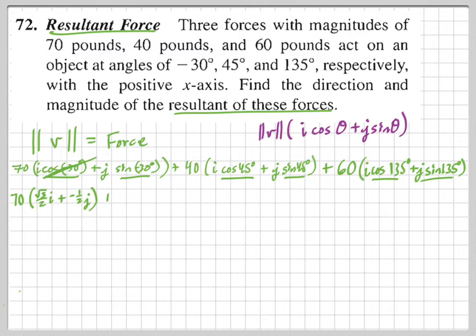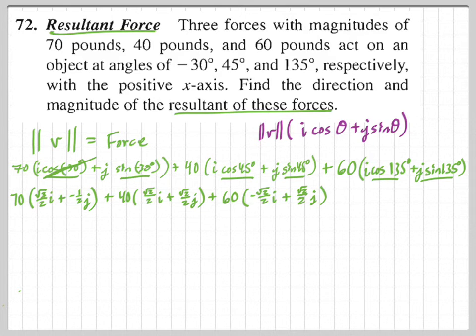All right, everything's simplifying nicely. Then we have 40. Cosine of 45 degrees is going to be rad 2 over 2 i, and same thing with sine, rad 2 over 2 j. And then we have a last one with 60 times 135 degrees. That is going to put us in the second quadrant, so the cosine is going to be negative. So this time we have a negative rad 2 over 2 i, and then a positive rad 2 over 2 j.